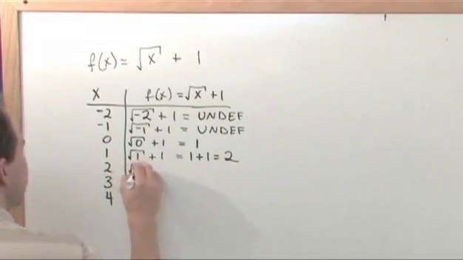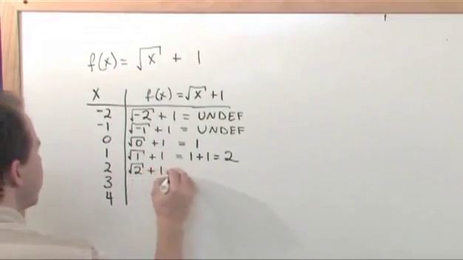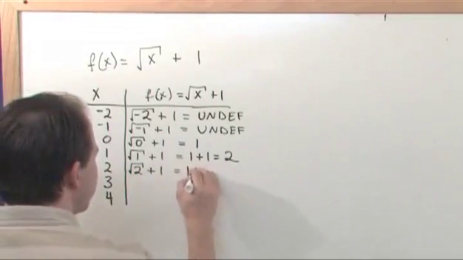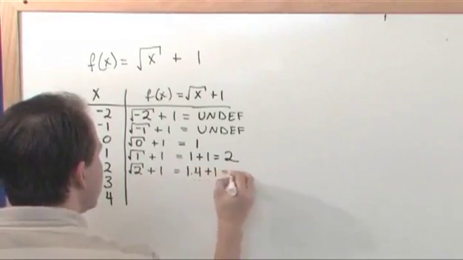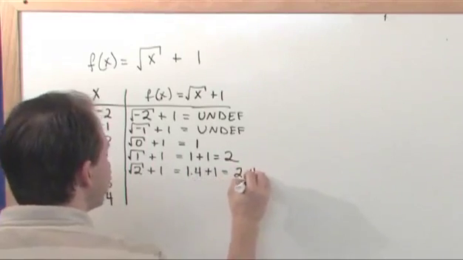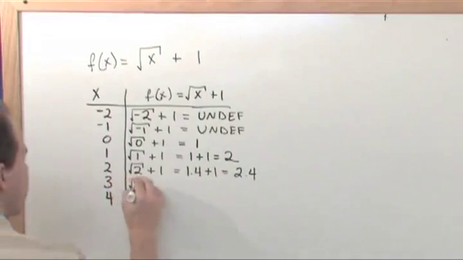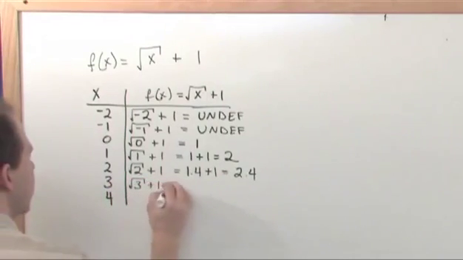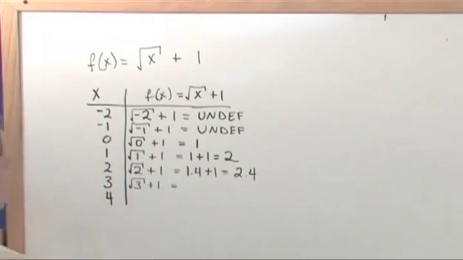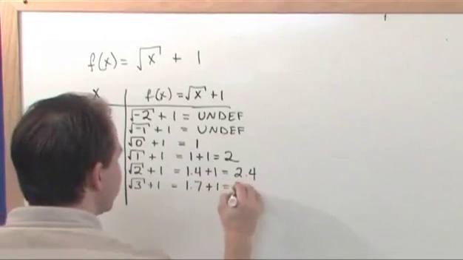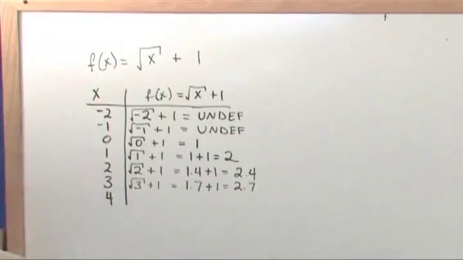Moving on to here, square root of 2 plus 1 is equal to, the square root of 2 is roughly 1.4, plus 1 is roughly 2.4. Okay. Putting this one in, square root of 3 plus 1 is equal to, the square root of 3 is roughly equal to 1.7, plus 1 is equal to 2.7, so we're getting some numbers here.